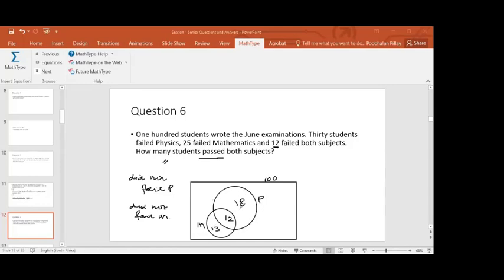They're all outside. So altogether inside the circle, you got 18 plus 12 is 30. You got 43 inside all these. There were 100 people altogether. So there were 57 people, because there are 43 here. So there are 57 outside. So these people who are outside are precisely the people who passed both subjects. The person here is not inside the circle here, so he's passed physics and he's not inside the maths, so he's passed maths. So all the people outside have passed both subjects. So the answer is 57. That's the number of people who are outside.